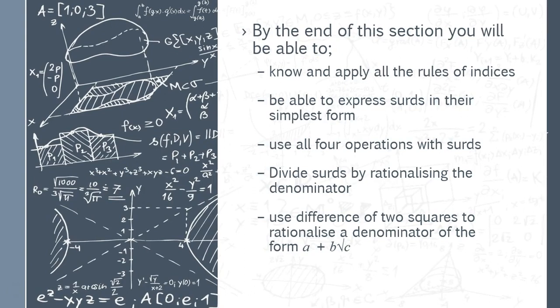So by the end of the series, you will be able to know and apply all your rules of indices. You'll be able to work with surds and simplify surds to their simplest form. Use surds with all the four operations, by which I mean addition, subtraction, multiplication, division. With regard to division, you'll also know that division is actually done by something we call rationalizing the denominator, and you'll be able to use the difference of two squares to allow you to do that in certain situations.